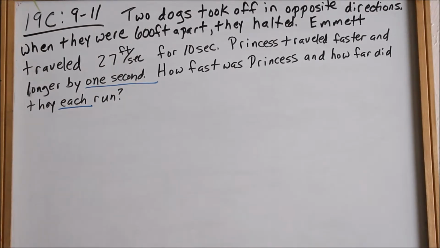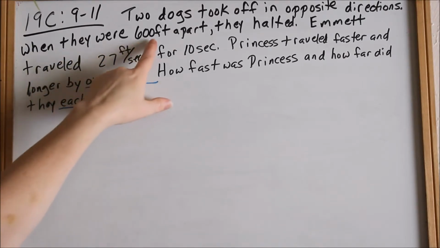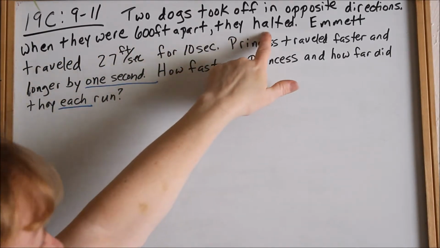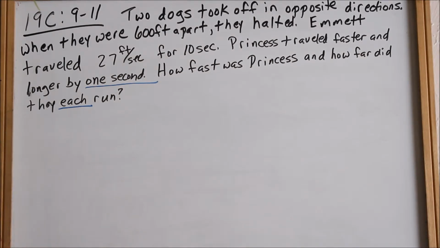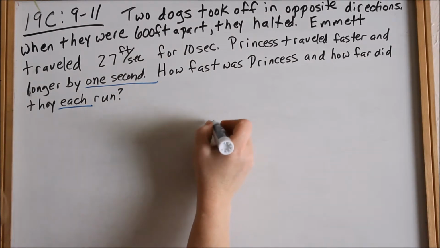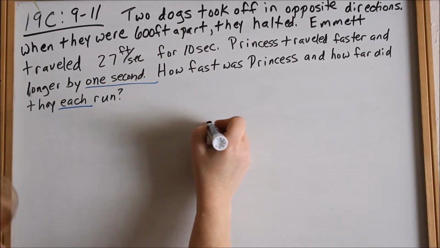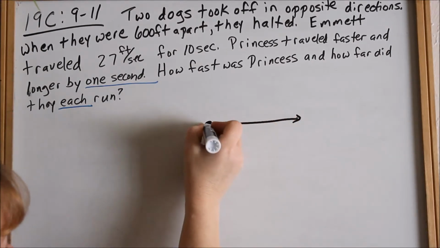Okay, we're looking at 19C, 9 through 11. It says that two dogs took off. I mean, they have more in the word problem. Like there was an explosion and two dogs took off in the opposite direction. When they were 600 feet apart, they halted. Okay, so the fact, I'm just going to stop right there and draw me a picture. There was two dogs, and then they left in the opposite direction.